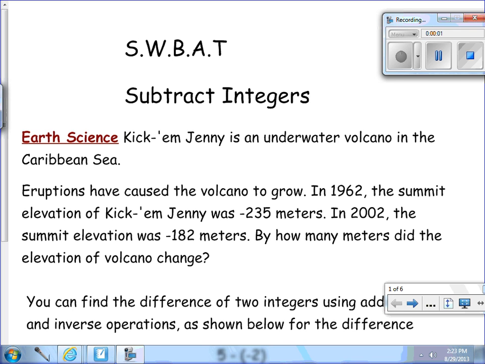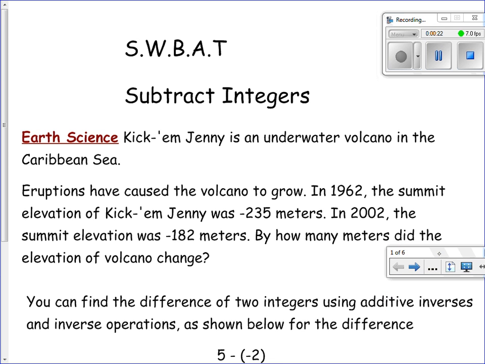Tonight's lesson is 1.6, subtracting integers. Students will be able to learn how to subtract integers in various word problems and expressions. In earth science, Kissimmee is an underwater volcano in the Caribbean Sea. Eruptions have caused the volcano to grow. In 1962, the summit elevation of Kissimmee was negative 235 meters. In 2002, the summit elevation was negative 182 meters. By how many meters did the elevation of the volcano change?